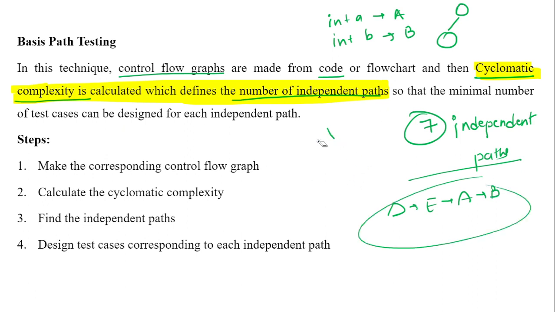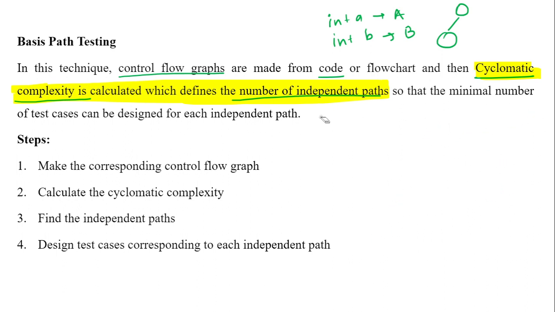I hope this is clear to everyone why we are doing cyclomatic complexity. Cyclomatic complexity is calculated in order to find the number of independent paths. क्या steps हैं इसके? सबसे पहले you have to make the control flow graph from the code. ठीक है, अगर कोड दिया हुआ है तो from that you have to make a control flow graph. How you will do? You will name all the statements. Statement 1 को आप बोल दोगे A, statement 2 B, and the nodes will be your statements.